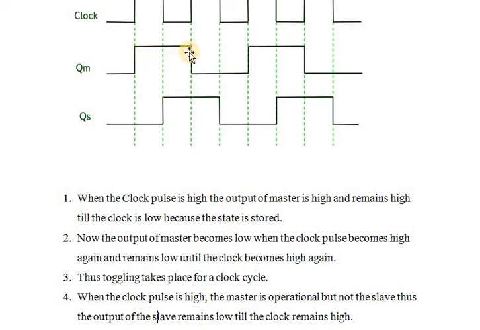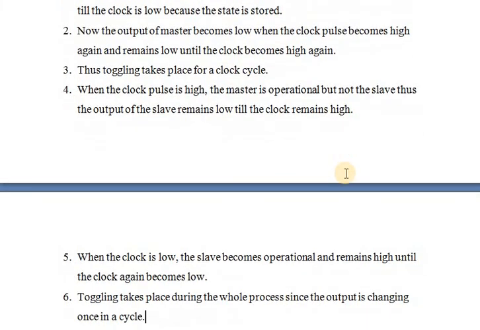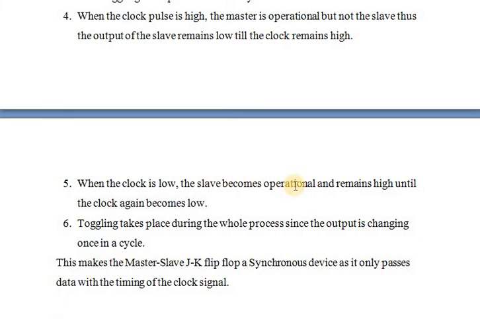See here, the clock is high here. Now the output of the master becomes low when the clock pulse becomes high again and remains low until the clock becomes high again. Thus toggling takes place for a clock cycle. When the clock pulse is high, the master is operational but not the slave. Thus the output of the slave remains low till the clock remains high. When the clock is low, the slave becomes operational and remains high until the clock becomes low. Toggling takes place during the whole process since the output is changing once in a cycle.